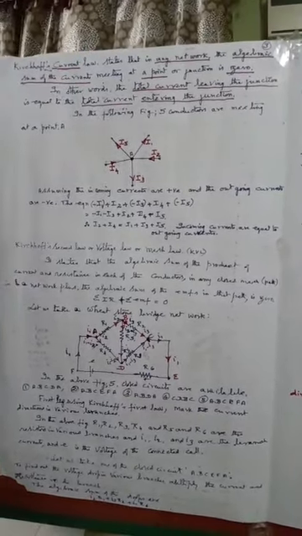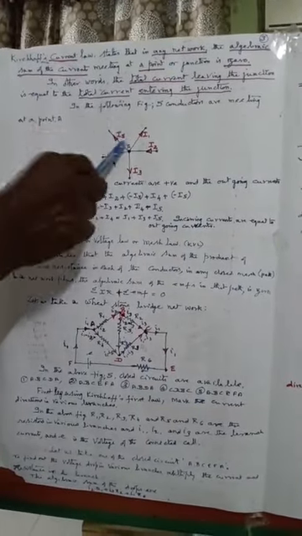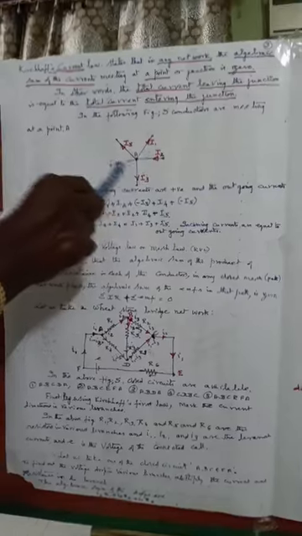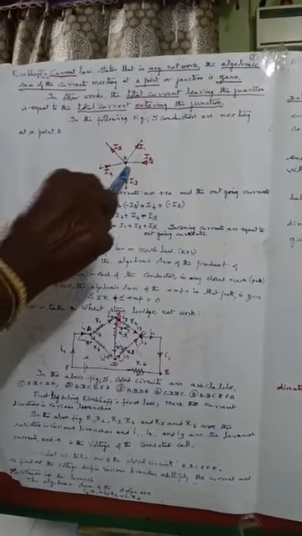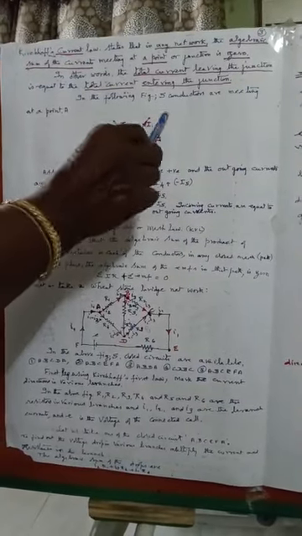Now, Kirchhoff's current law. Kirchhoff's current law states that in any network, the algebraic sum of the currents meeting at a point or junction is equal to 0. In other words, the total current leaving the junction is equal to the total current entering the junction.